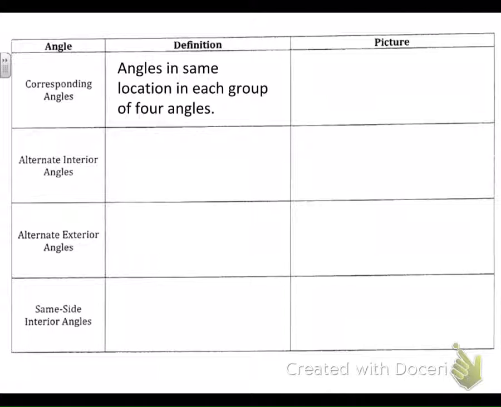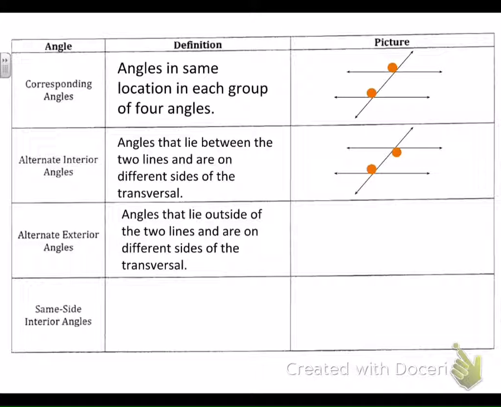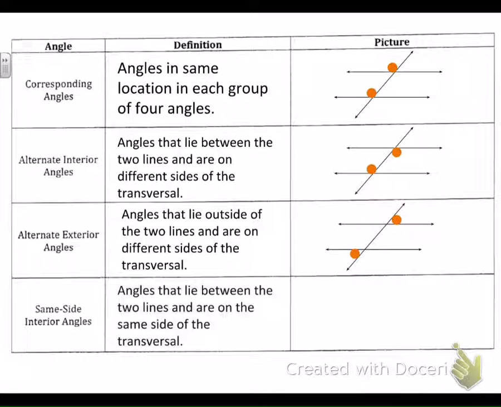Alright, let's get some definitions down. Corresponding angles are angles in the same location in each group of 4 angles. So they're in the same spot. Alternate interior angles are angles that lie between the two lines and are on different sides of the transversal. So they're inside the two lines, but on opposite sides of the transversal. Alternate exterior angles lie outside of the two lines and are on different sides of the transversal. So they're outside of the two lines, but still on opposite sides of the transversal.